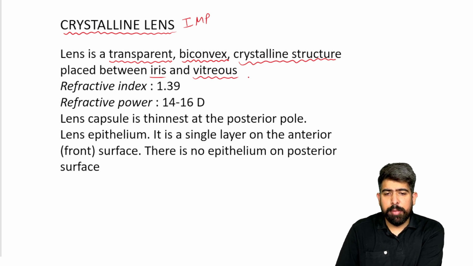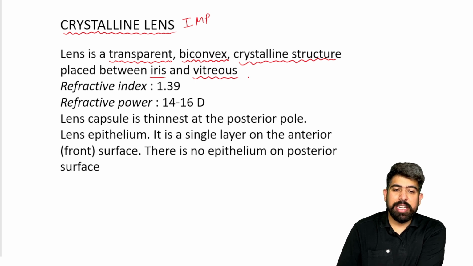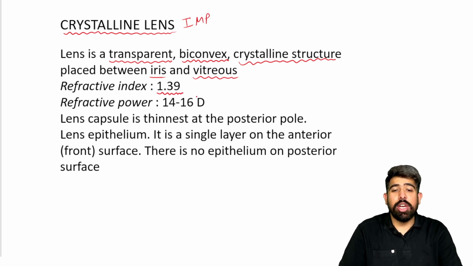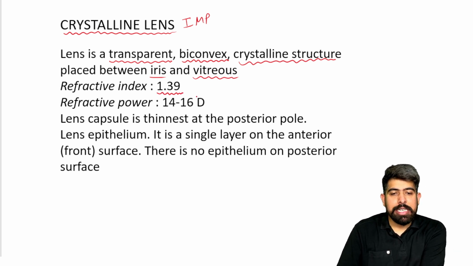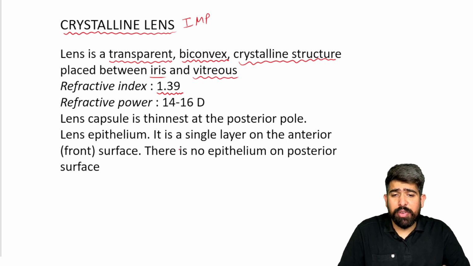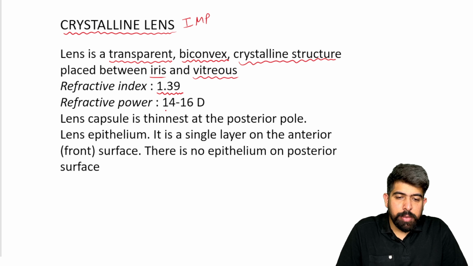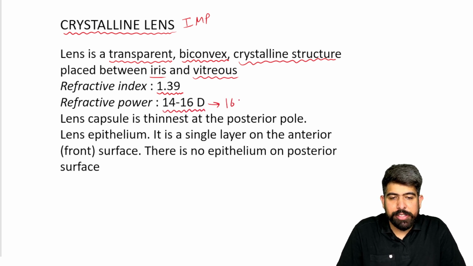Next we are talking about the refractive index. As we talked about the refractive index of your cornea, you remember it was 1.33. If I'm talking about the crystalline lens, it is 1.39. Next, the refractive power. As we talked about the refractive power of our eyeball, the refractive power of your cornea was 44, and the refractive power of your lens will be 14 diopter to 16 diopter. If I'm talking about the one answer, it should be 16 diopter.